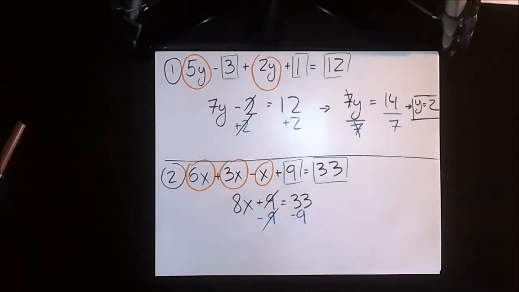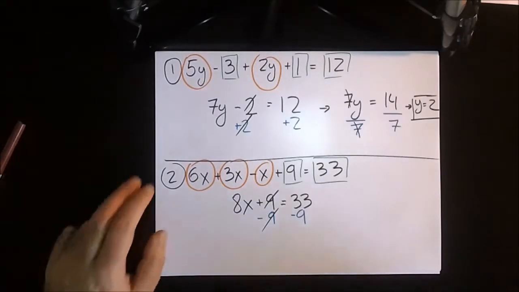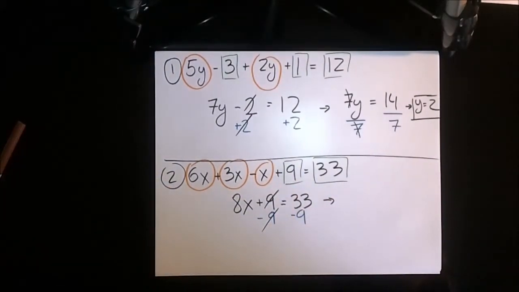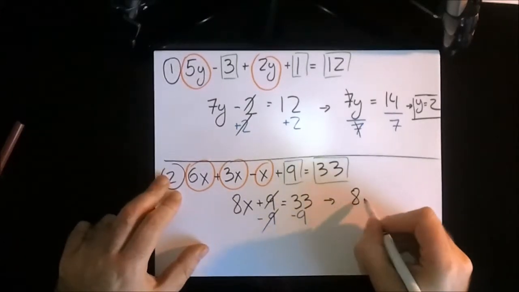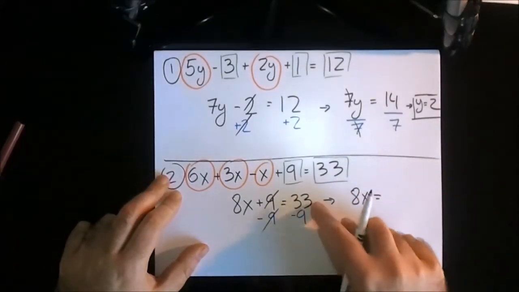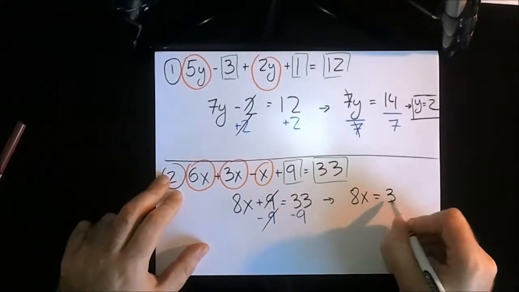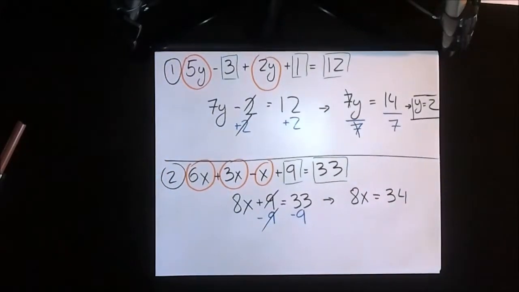Okay, I think I did this problem correctly. I did. Because that's not going to come out evenly. Oh well. So we have 8x equals to 34. That's unfortunate. That's okay. We can make that work.